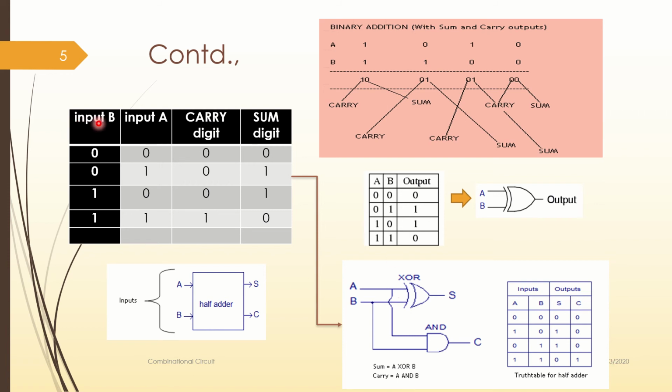I've got two inputs, input B and input A. I've got carry and sum. So 0, 0, 0, 1, 1, 0, 1, 1 are the inputs and this is traditional. When I add 0 and 0, what will happen? The carry is 0, sum is 0. When I add 0 and 1, the sum is 1 and the carry is 0. When I add 1, 0, sum is 1, carry is 0. When I add 1, 1, the carry will be 1 and sum will be 0. This is very simple and easy to understand.